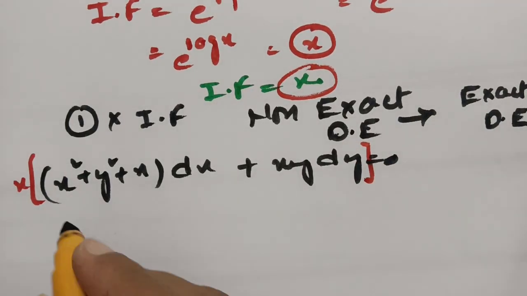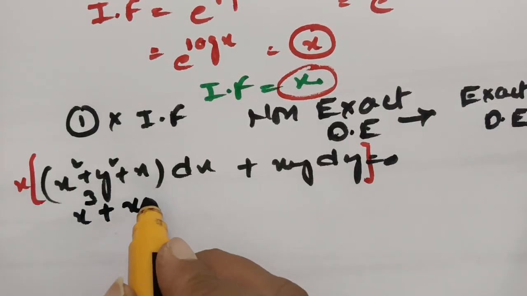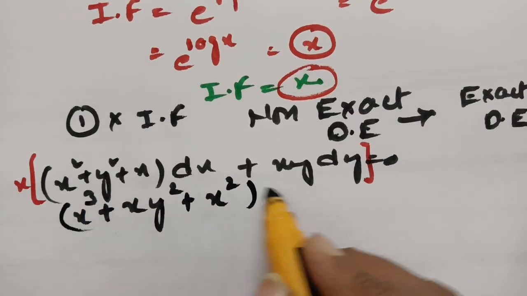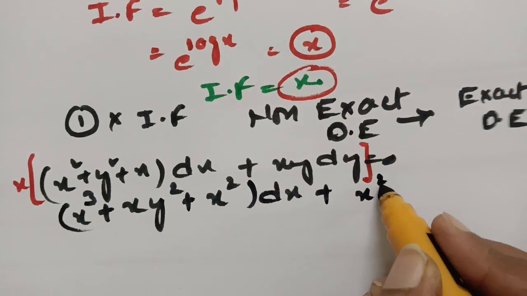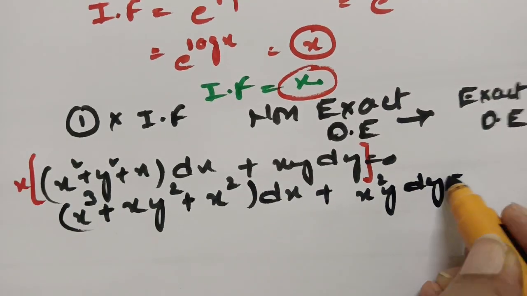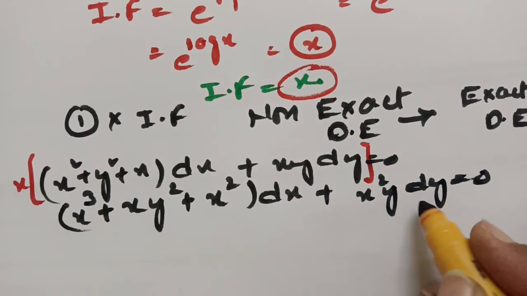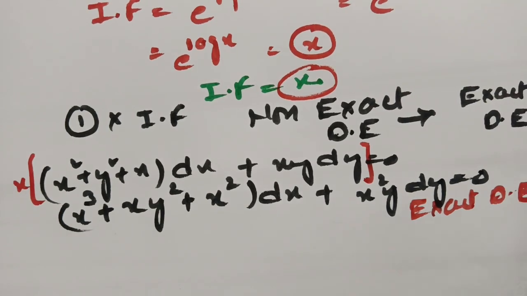If I multiply this out, this value is x³, this value is xy². So this is going to become (x³ + xy² + x²) dx plus, if I multiply with x, x²y dy equals 0. Now this equation turned into an exact differential equation.